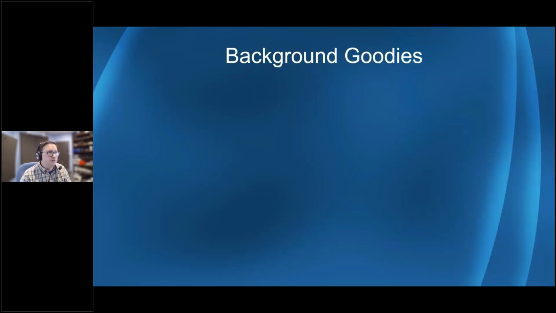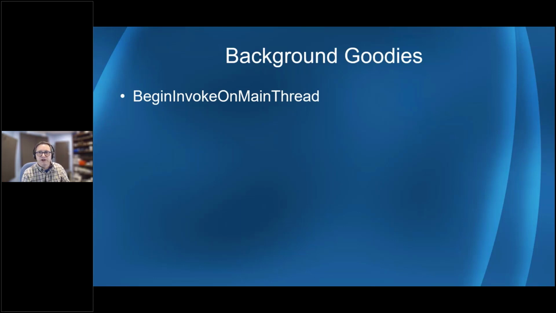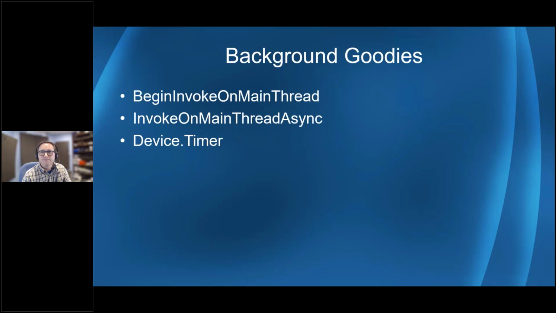And let's talk a little bit about the background goodies. BeginInvokeOnMainThread. If you're running multi-threaded code and you want to update anything on the UI, you need to use some version of BeginInvokeOnMainThread. Otherwise, you run the risk of just crashing your application. It's basically fire and forget. If you need to get back a task for invoking the main thread, you would use one of the variations of InvokeOnMainThreadAsync.